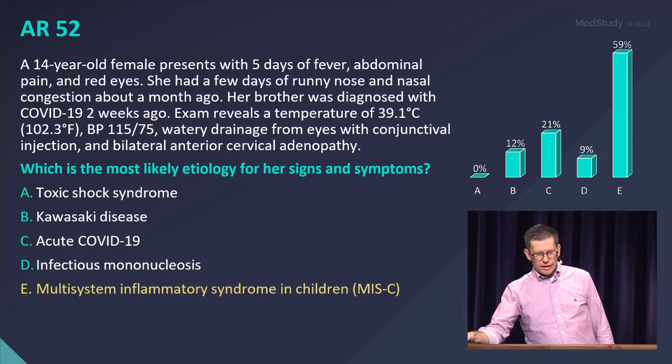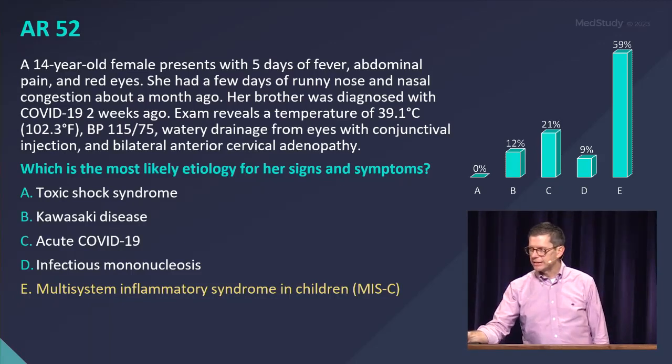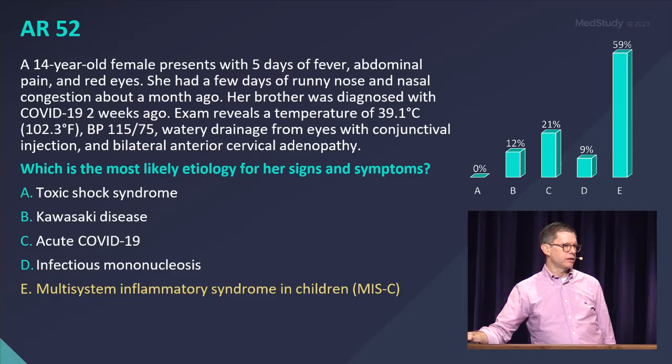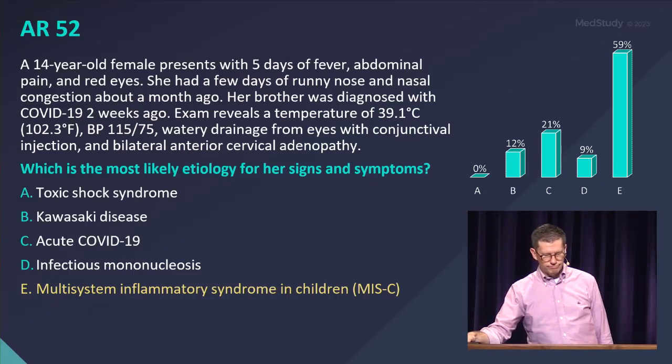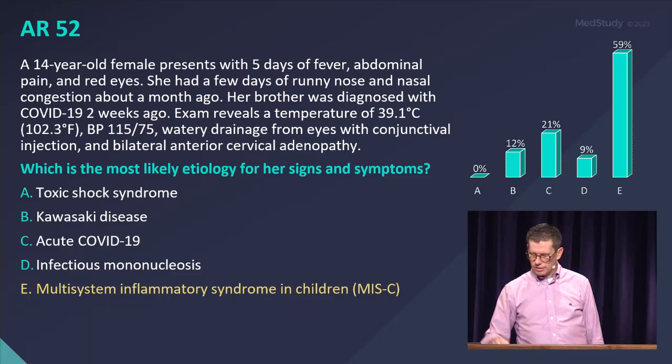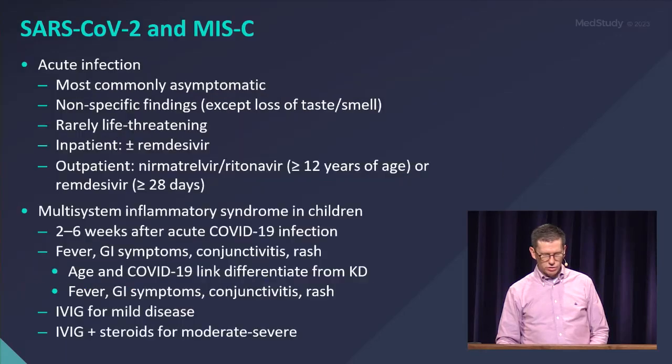I know there are case reports of acute COVID-19 causing literally every symptom that exists. But for the most part, you're going to want to know that this kid has MIS-C because of the exposure to COVID recently and not actual COVID infection currently. Mono seems less likely, especially given the red eyes, and not toxic shock because they're not hypotensive. So MIS-C would be the answer for this one.